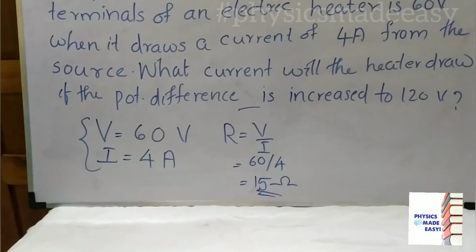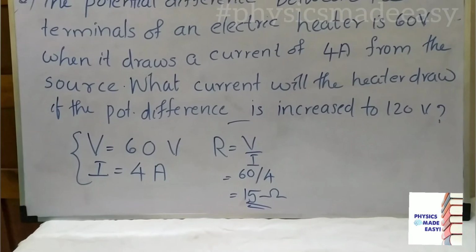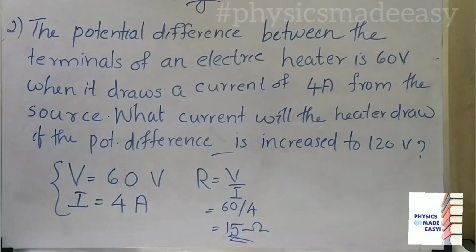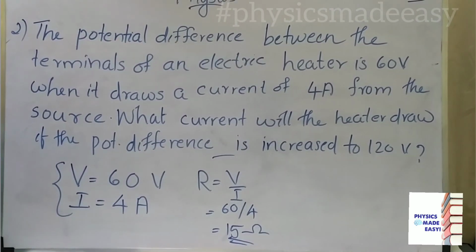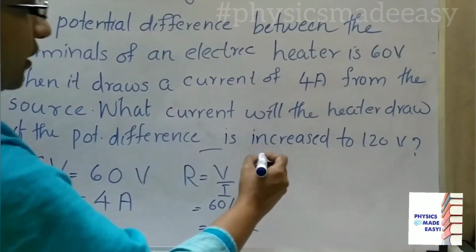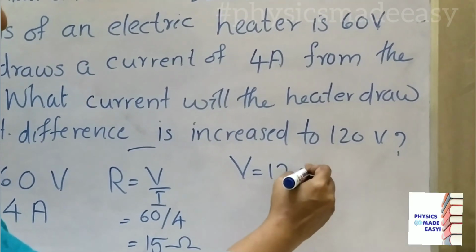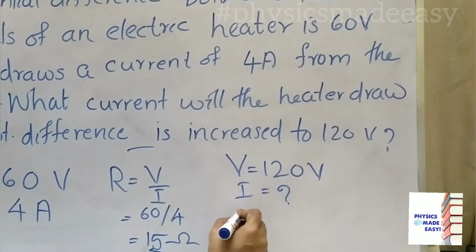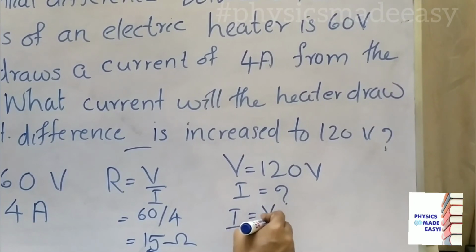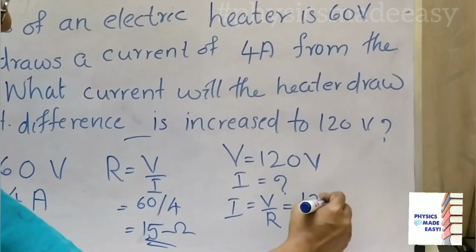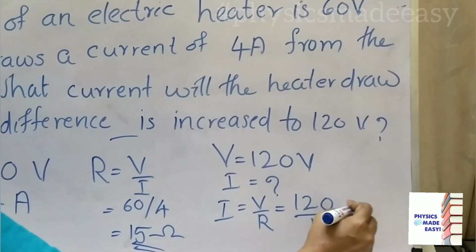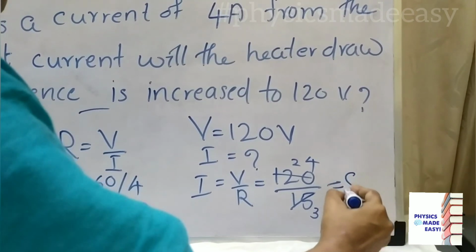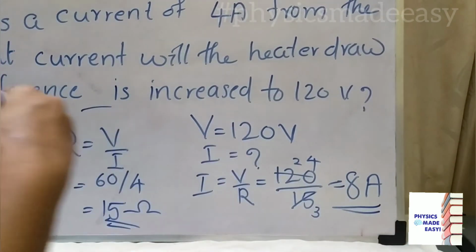Now you have to find the current which will be drawn if the potential difference is increased to 120 volt. That time this resistance will not be changed, so we can use the same value of resistance. Here potential difference is 120 volt. Then how to find the current? V is equal to IR, you know. So this I is equal to V divided by R, that is 120 divided by 15 equal to, you can see 24 divided by 3, 8 ampere. That is the current.